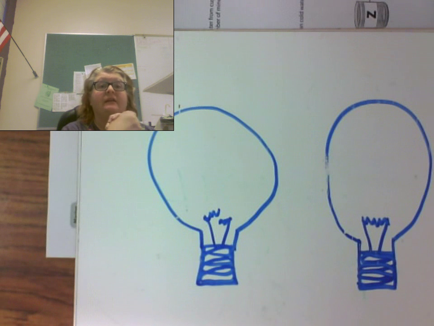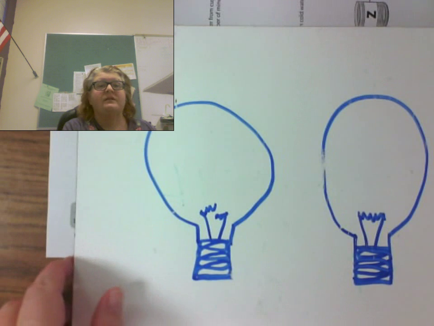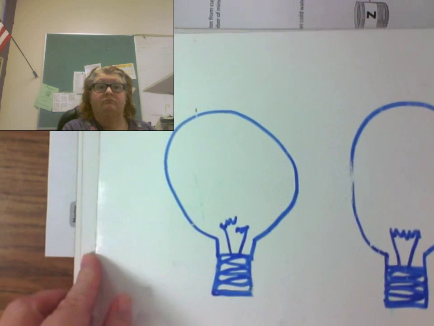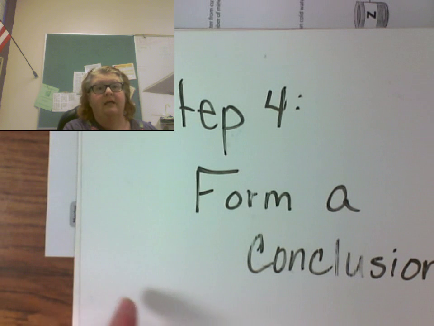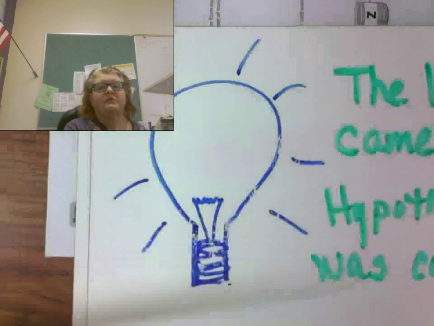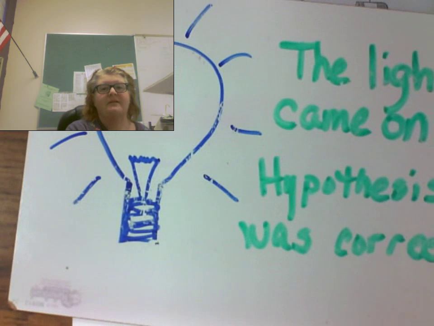Since we think that the light bulb is burned out, we remove the burned out light bulb and we put in a nice brand new light bulb. Okay? And we see what happens. Does the light come on? Well, if it does, then we form a conclusion. Even if it doesn't, we form a conclusion. Okay? So our conclusion at this point, the light came on. That means my hypothesis is correct. Yay!